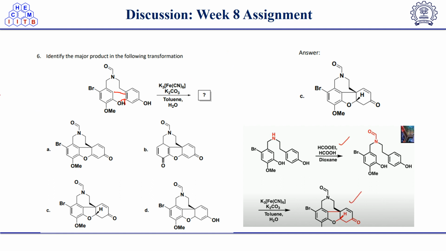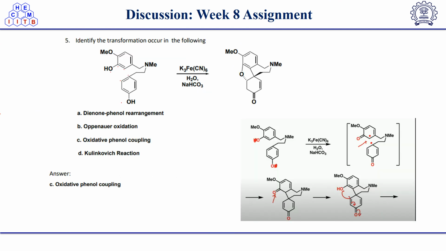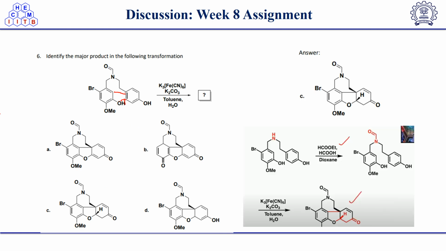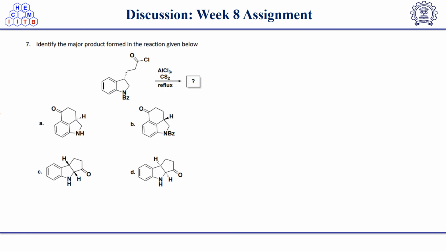So I hope it is clear, the oxidative phenolic coupling. Here also we saw the same reaction, and in this case also we are seeing oxidative phenolic coupling. Moving to the next question, that is the seventh question. Identify the major product formed in this reaction given below. So this compound upon treatment with aluminum chloride and CS2 under reflux condition, which will be the major product out of these four options.